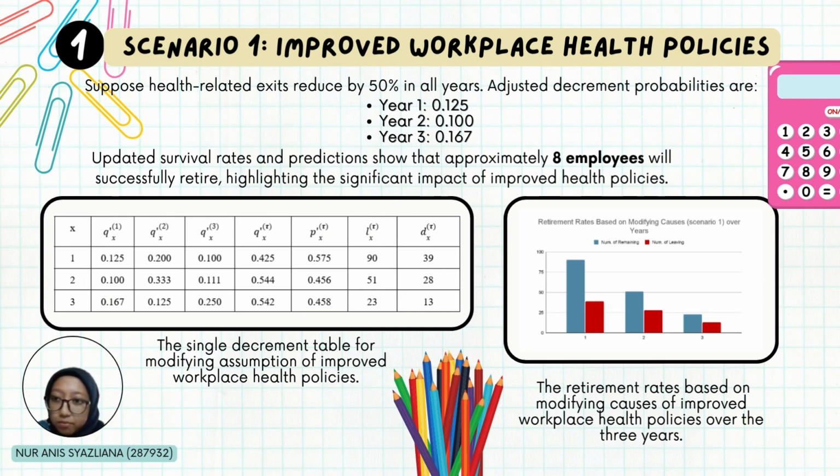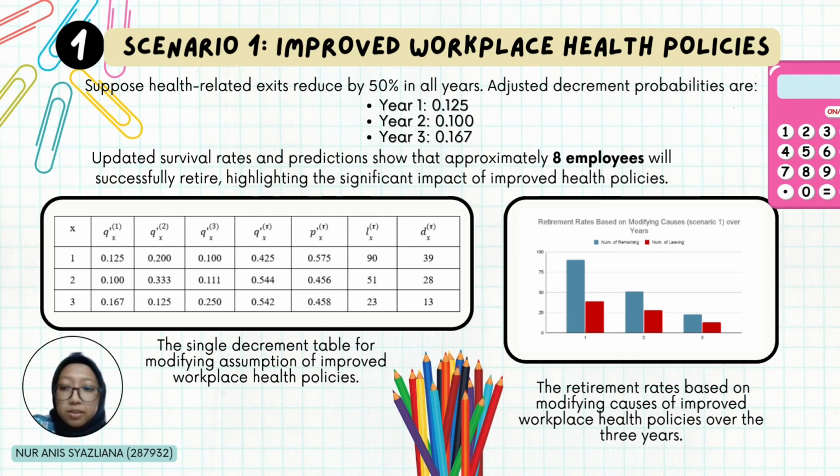As we can see, for the QX prime 1, which is cause 1, we reduce it by 50%. And for cause 2 and cause 3, QX prime 2 and QX prime 3, we maintain the value. And we calculate the new QX prime tau for each year. So we get for year 1, 0.425, for year 2, 0.544, and for year 3, 0.542.